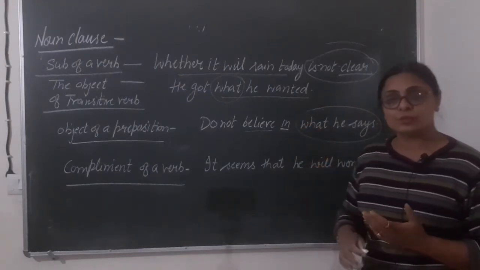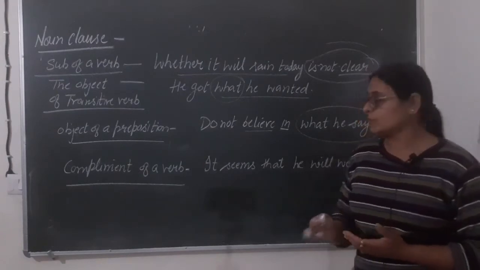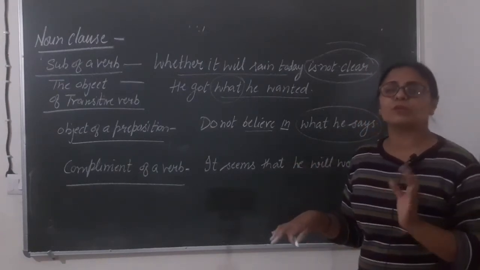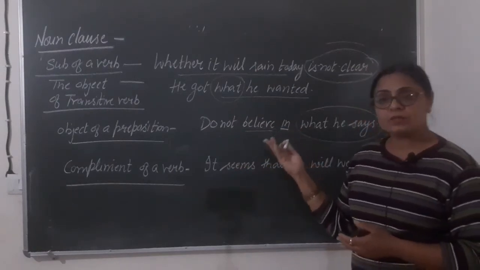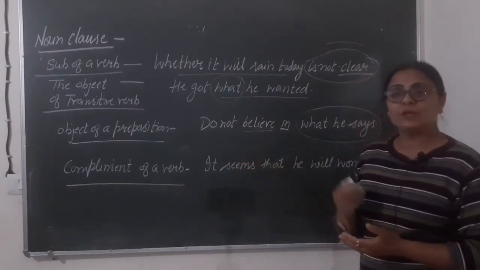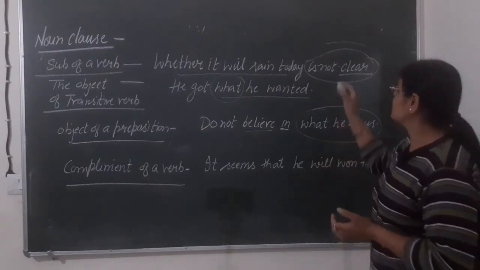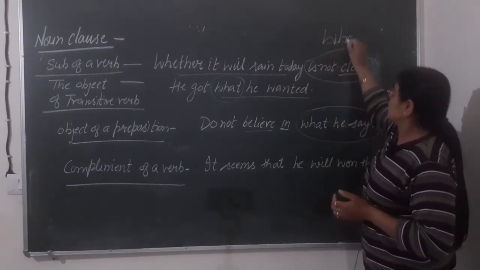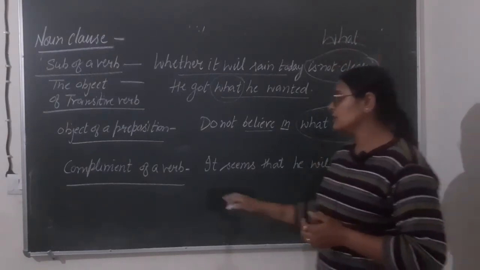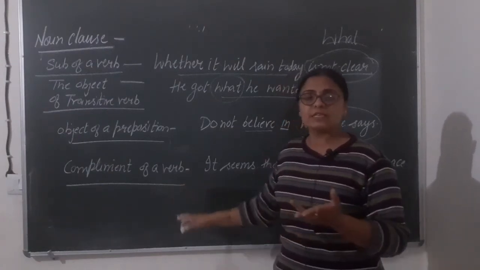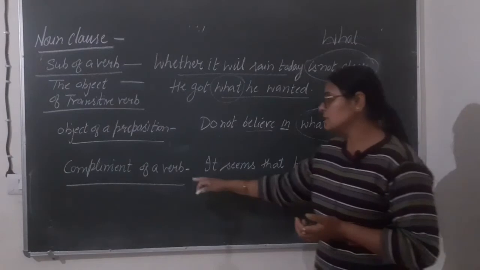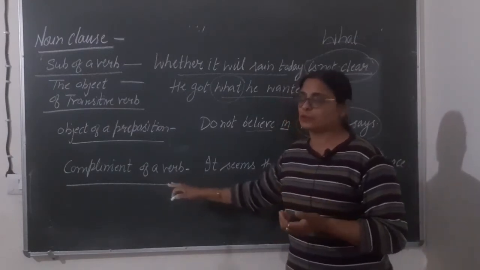That's why it is also known as noun clause. Answer will be given of what only, whether it is used as a subject of a verb, object of a transitive verb or object of a preposition also. Answer will be given of what here. Last is, it is also work as a complement to a verb. As I told you, as a predicate, it gives a complement of a verb also.